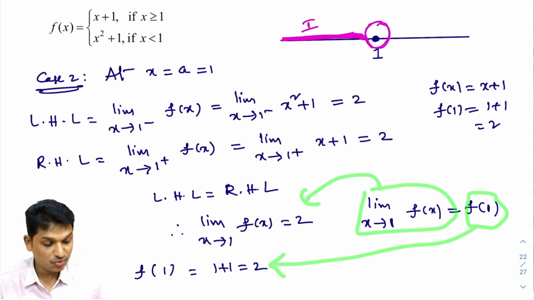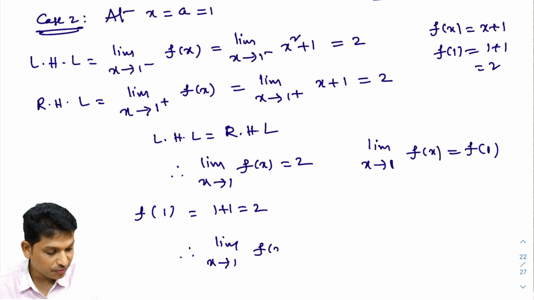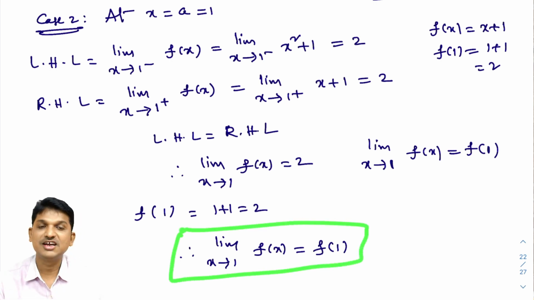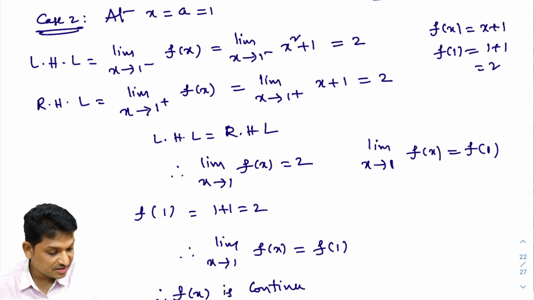As these two are same, what is the conclusion? Therefore, limit x approaches to 1, f of x equal to f of 1. When I got this statement, what I can conclude? I can conclude that this function is continuous at x equal to 1. Therefore, f of x is continuous at x equal to 1.